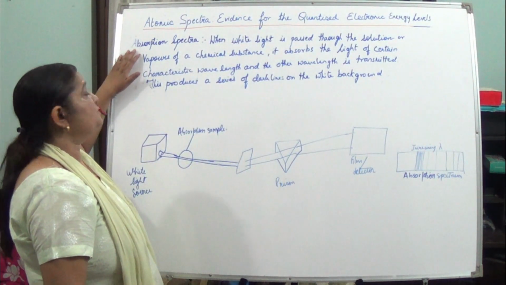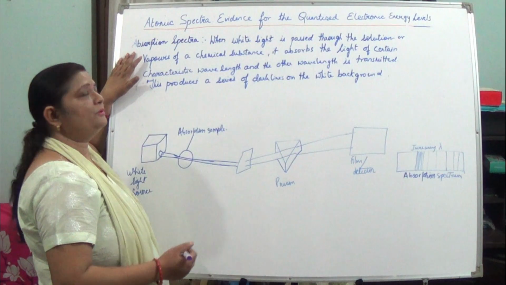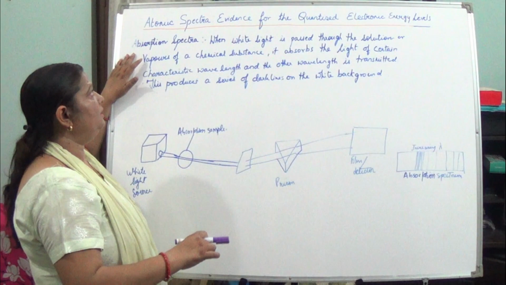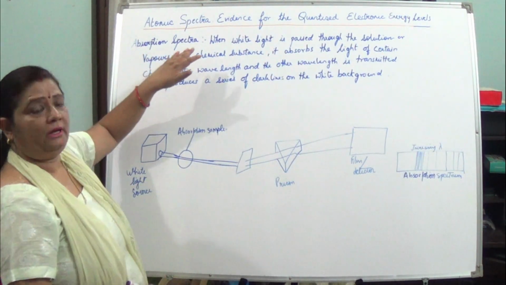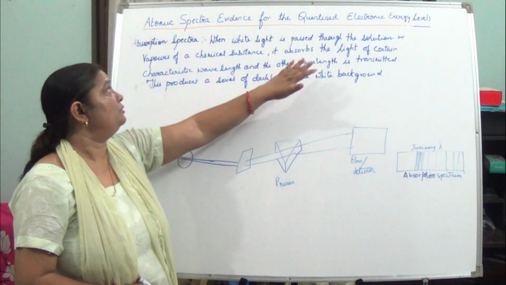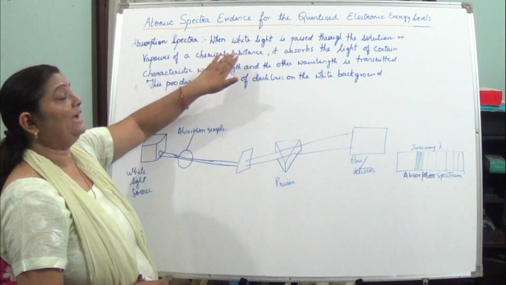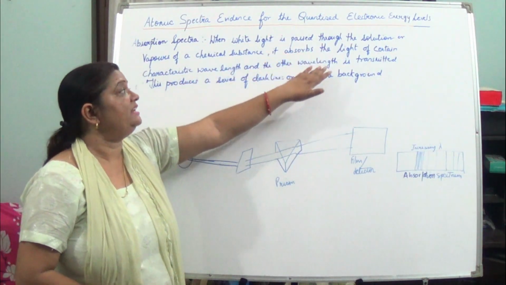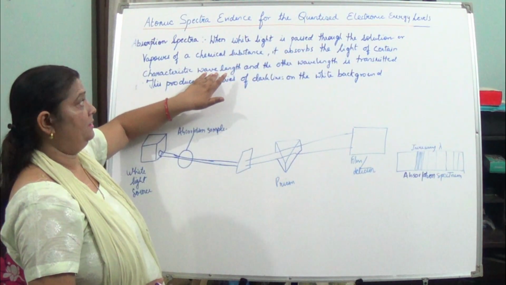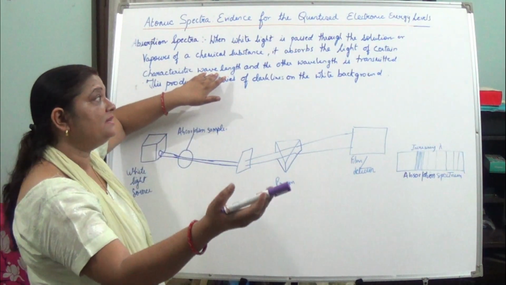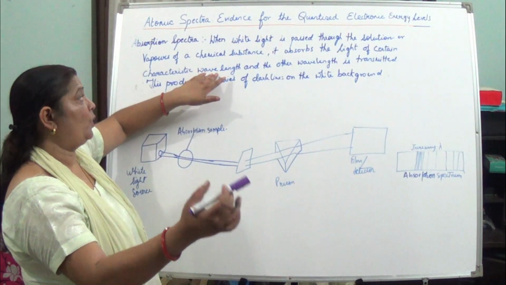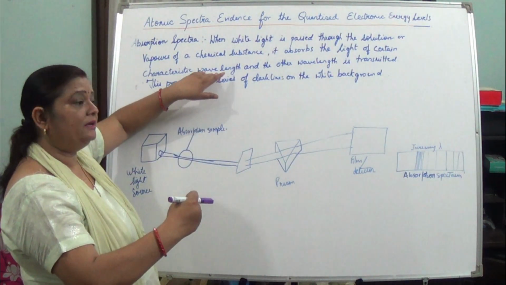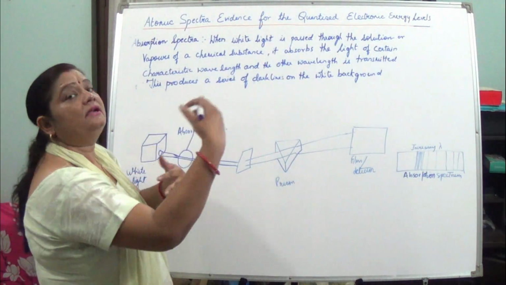Okay, absorption spectra is just the opposite of emission spectra. Emission, it is emitting; absorption, it is absorbing the radiation. So here, when white light is passed through a solution or vapors of a chemical substance, here we have taken hydrogen, it absorbs the light of certain characteristic wavelength, and the other wavelength is transmitted. It means it is absorbing the light of certain wavelength and the rest it is transmitting.